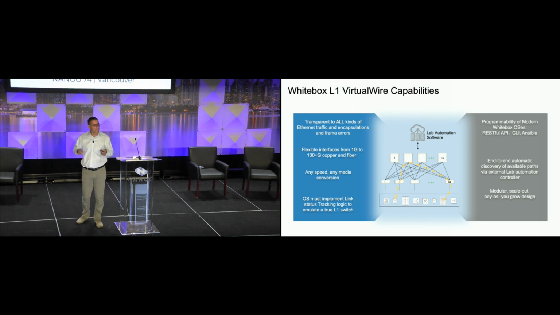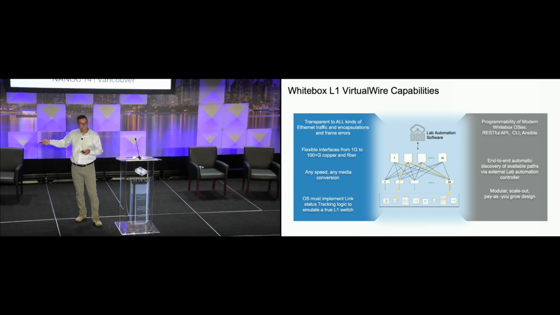So in a nutshell, what do you get if you use a whitebox with a few tricks in software to emulate a layer 1 switch? What you get is a device which is transparent to all kinds of Ethernet traffic, encapsulation, including errors. You get a device which gives you enormous flexibility in terms of mix and matching Ethernet interfaces, any speed, any media conversion.